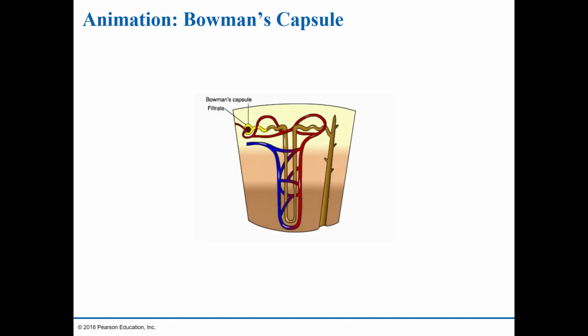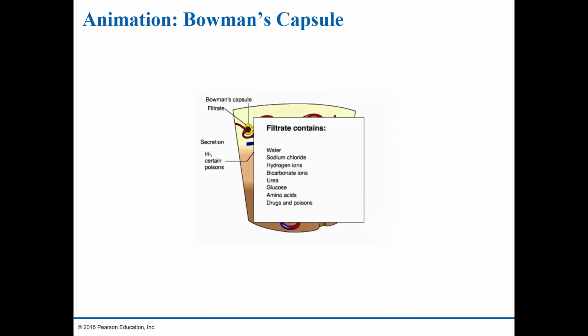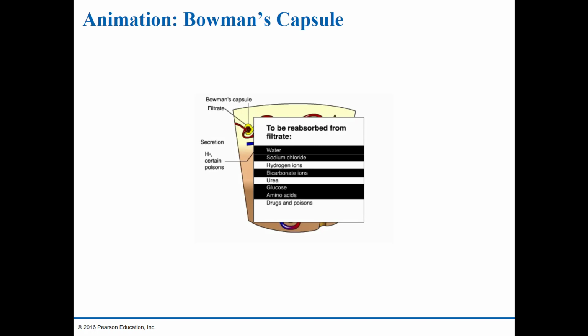As the filtrate moves along the proximal tubule, certain substances are transported from the blood and added to the filtrate, a process called secretion. Secretion of hydrogen ions helps to regulate body pH. Certain poisons are also secreted to remove them from the blood. This list summarizes substances contained in the filtrate. Filtration is not selective, so some of these substances are useful to the body, and it is important that they be returned to the blood. The kidneys generally need to recover water, sodium chloride, bicarbonate ions, and nutrients such as glucose and amino acids. This reclamation of valuable solutes in water is called reabsorption.